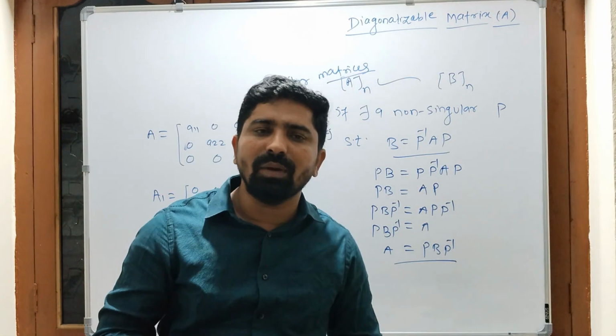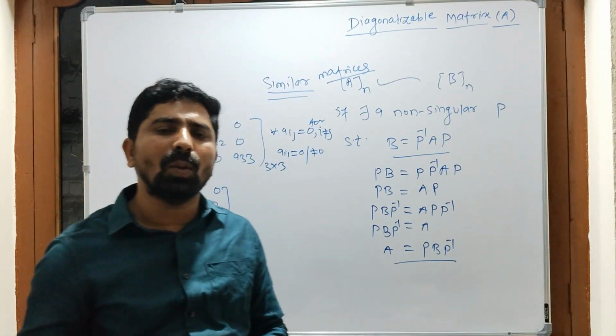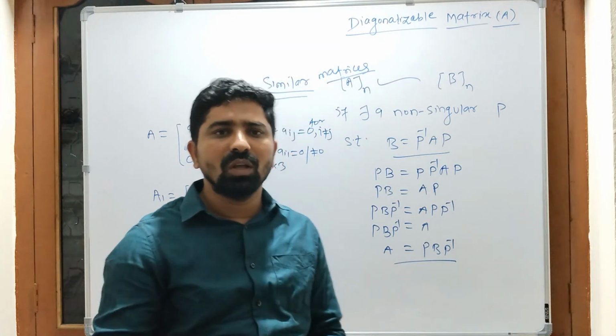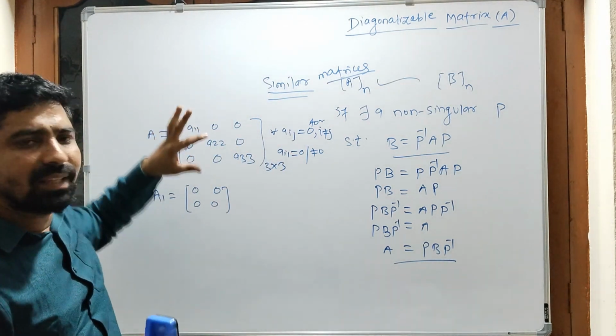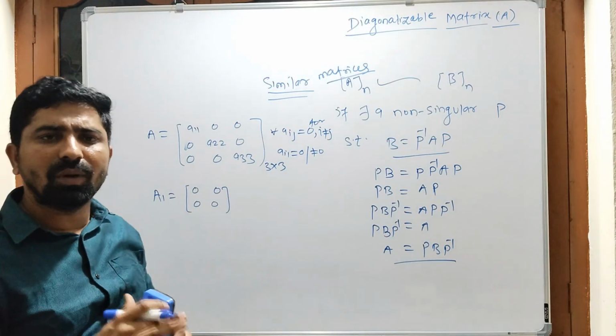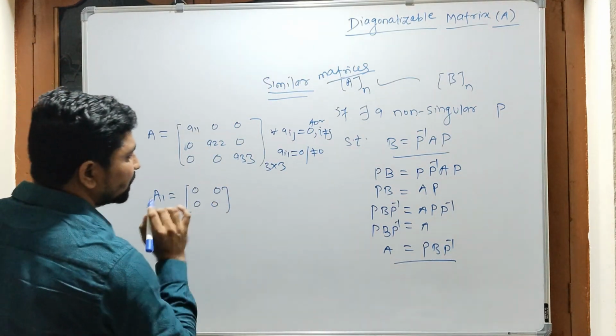In the definition of diagonal matrix, a matrix in which all the non-diagonal entries are 0, there is no constraint about diagonal entries. Diagonal entries are either 0 or non-zero, and we can say that the matrix is diagonal. For example, this is my A1 diagonal matrix.